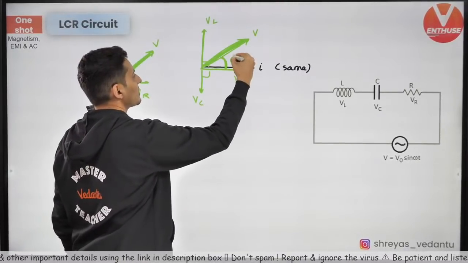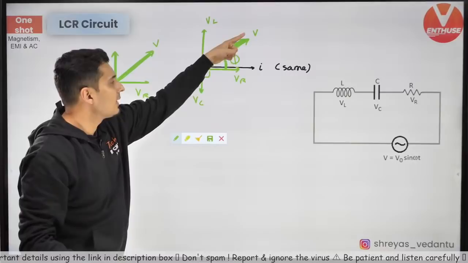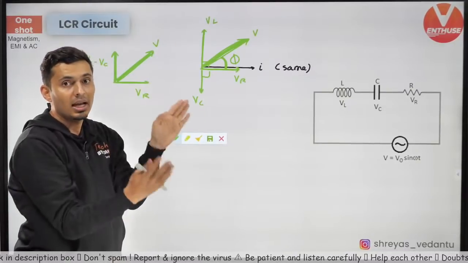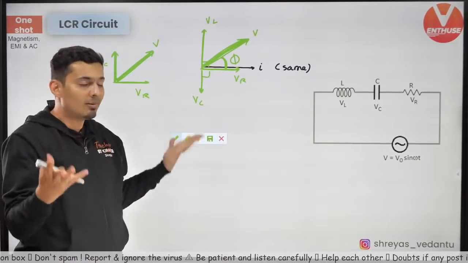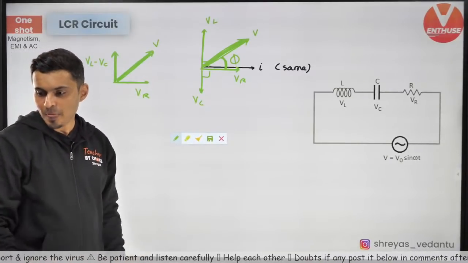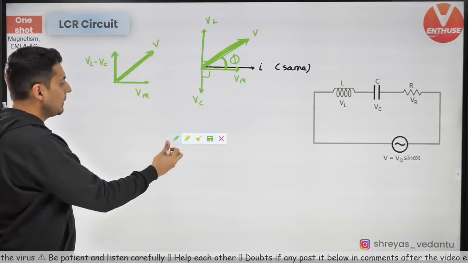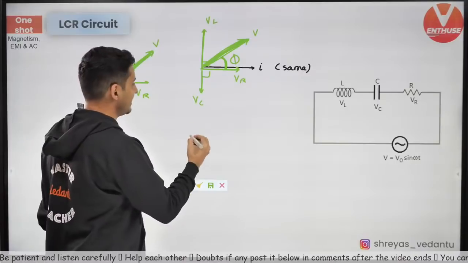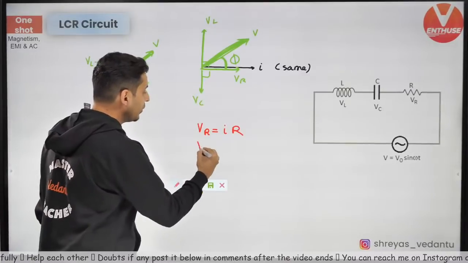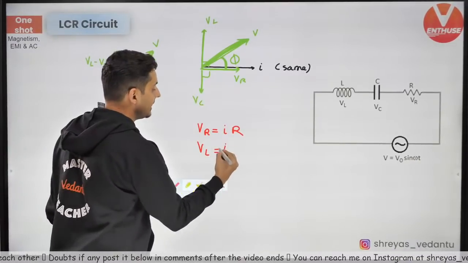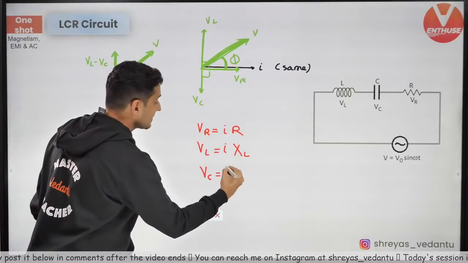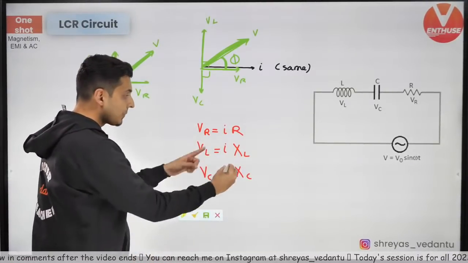And this angle is called the phase difference between total voltage and the current. So the total voltage and the current are not in the same phase. Sometimes it could be, but most often they are not. That's how it is. Okay, next, what else? You have formulas like this. Voltage across the resistance is current into resistance. Voltage across the inductor is current into inductive reactance. Voltage across the capacitor is current into capacitive reactance.